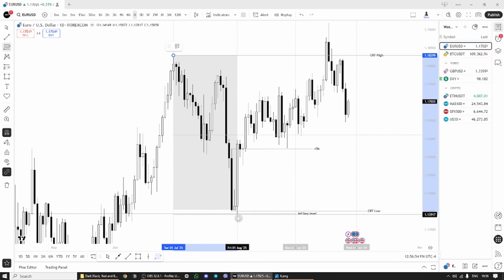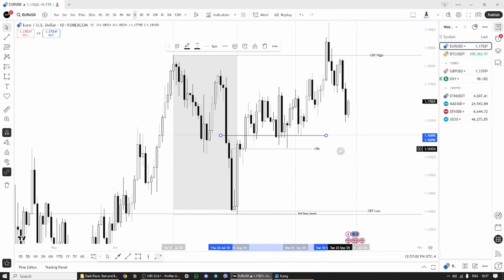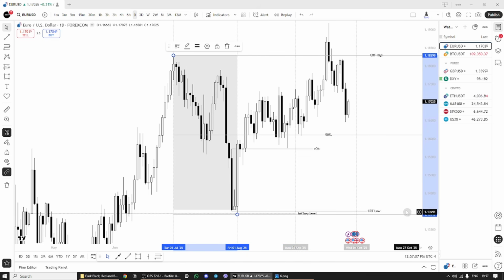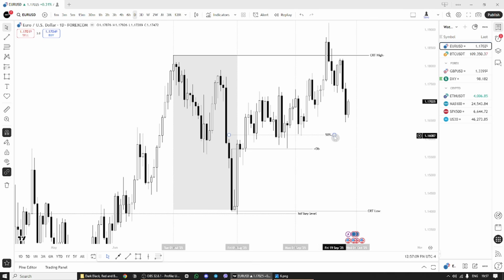More often than not, what will we get at the 50% of any range? Consolidation, right? We will get consolidation. So just see how clear we made it. At 50% we see consolidation started.